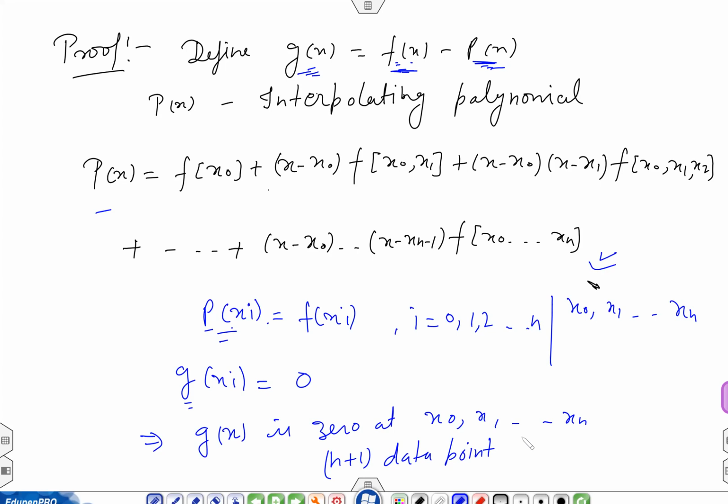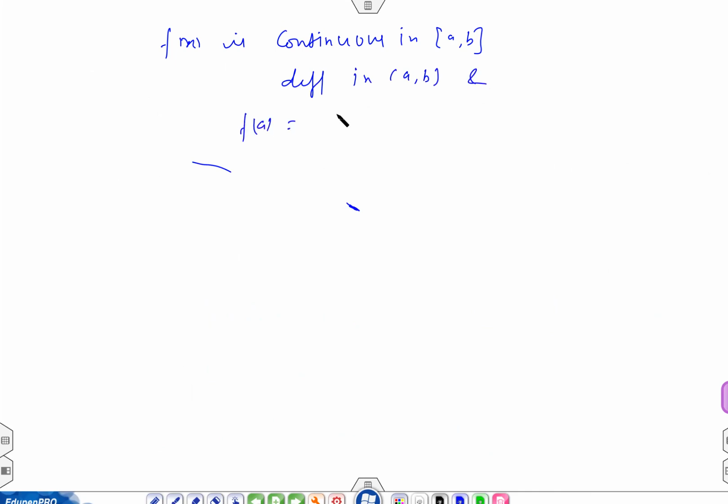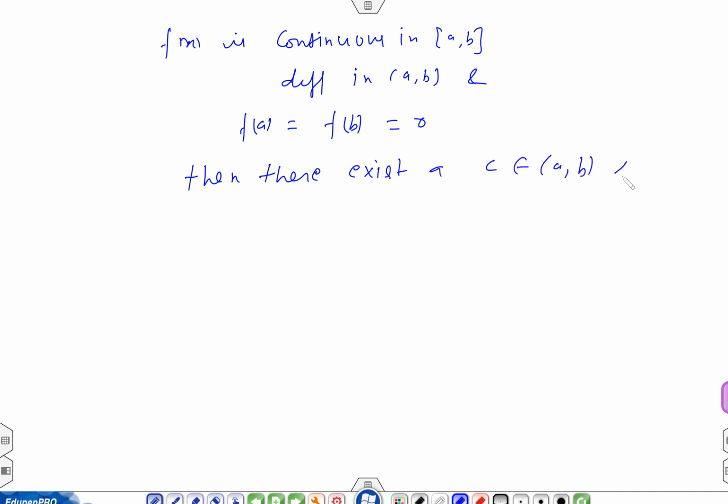Okay, so there is a theorem, Rolle's theorem. Let us recall Rolle's theorem once. What is Rolle's theorem? If a function f of x is continuous inside the interval a to b, differentiable in the open interval a b, and f of a equal to f of b equal to 0, then there exists a point c belonging to the open interval a b such that f dash c equal to 0. So this is your Rolle's theorem.